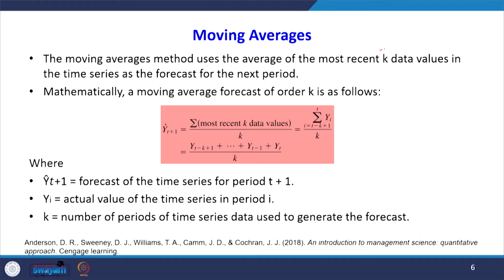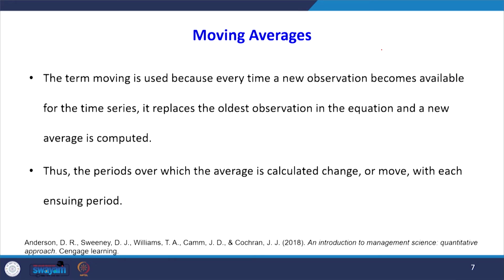So, here the sum means y_(t-k+1) plus and so on plus y_(t-1) plus y_t, divided by k, where ŷ_(t+1) is the forecast for the time series for period t plus 1, y_i is the actual value of the time series in period i, and k is the number of periods of time series data used to generate the forecast. How exactly this formula is used I will explain with the help of an example in the coming slides.